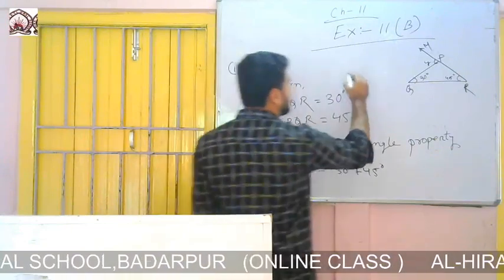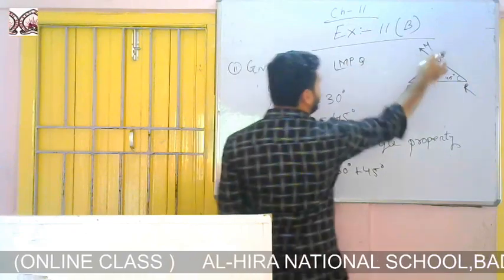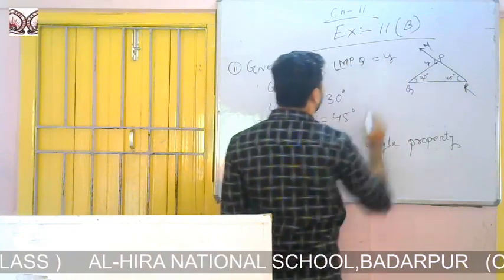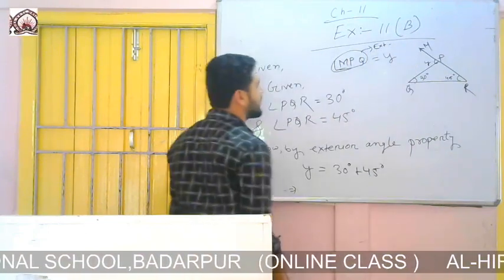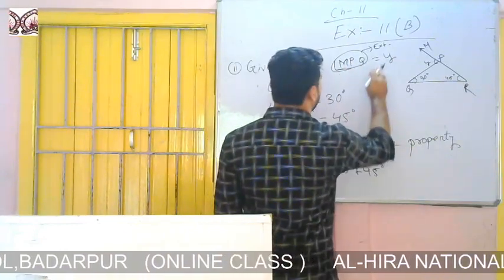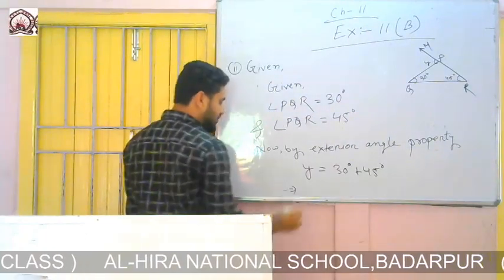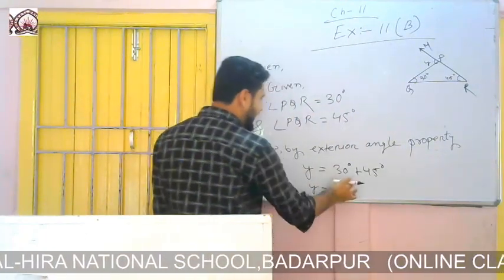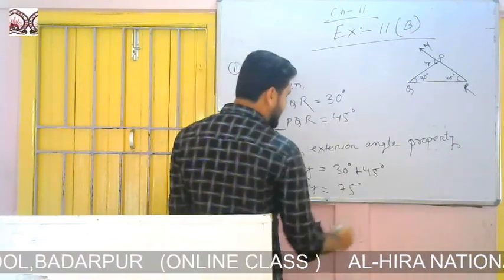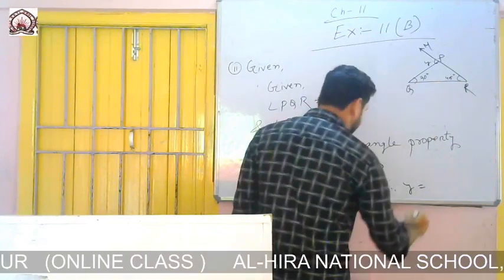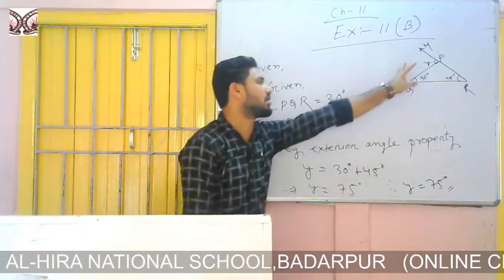That means in place of MPQ we can write what? Y, because MPQ is the exterior angle. Okay, MPQ is the exterior angle. So in place of that I can write Y, because we have to find Y. So for that reason we have written Y here. Okay, so you can find Y equals what? If I add, then I will get the answer 75. Okay, therefore angle Y equals 75 degrees. That is the measure of the exterior angle Y.